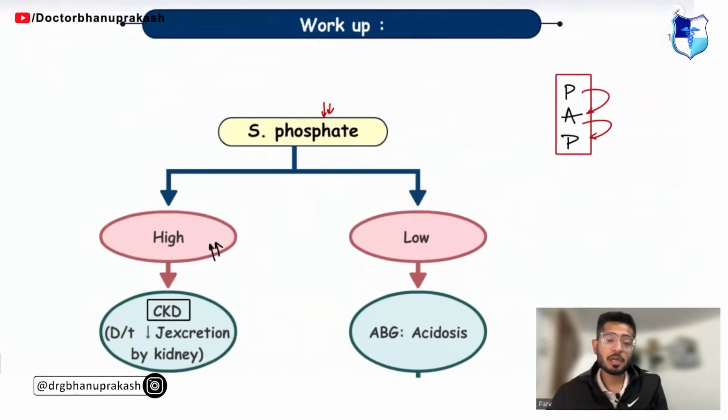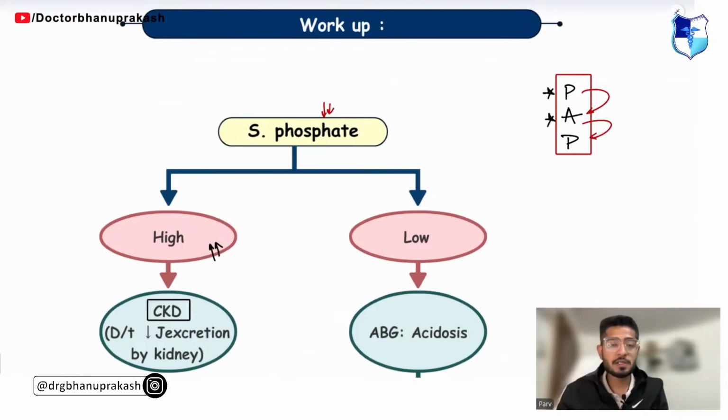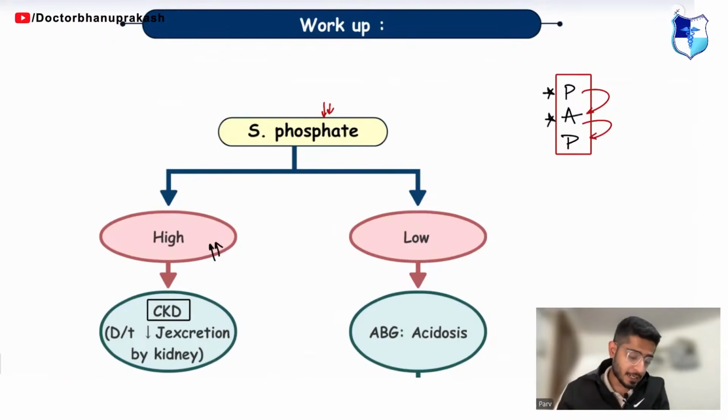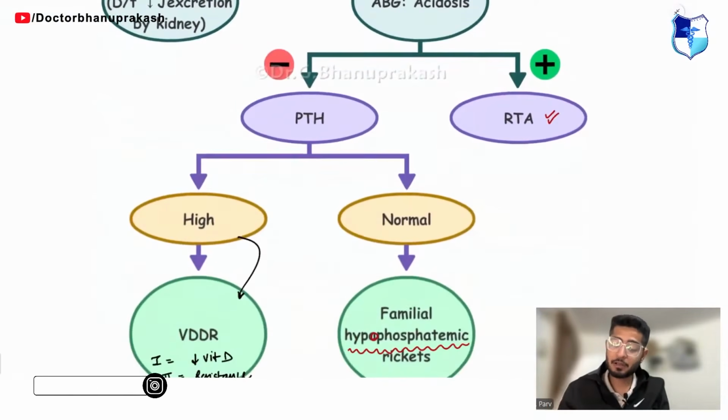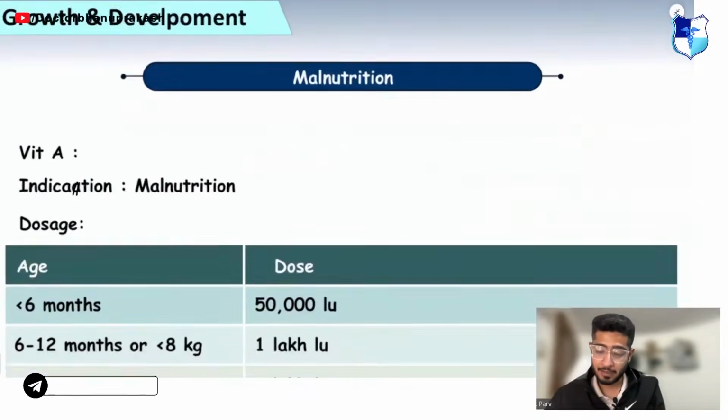If they ask you which type of rickets this is, remember the mnemonic PAP. You have to check the serum phosphate level. If it is high, then it is renal. If it is low, you check for ABG. If there is acidosis, it is RTA. And in the end, you have another P, that is parathyroid. If parathyroid is high, it is vitamin D dependent rickets. If it is normal, then it is familial hypophosphatemic rickets.